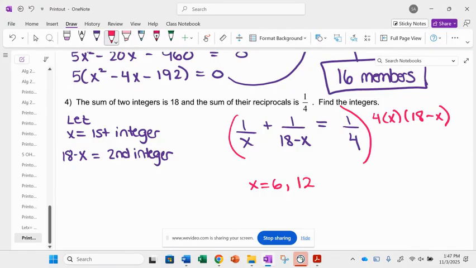or 12, which makes sense because it doesn't really matter. If you start off with the first integer as 6, what's the second integer? 12. If you start out with the first integer as 12, what's the second integer? 6. So it doesn't matter. One of the integers is 6, the other one is 12. So first equals 6, second equals 12. It doesn't matter. If you wrote first equals 12, second equals 6, it doesn't matter.